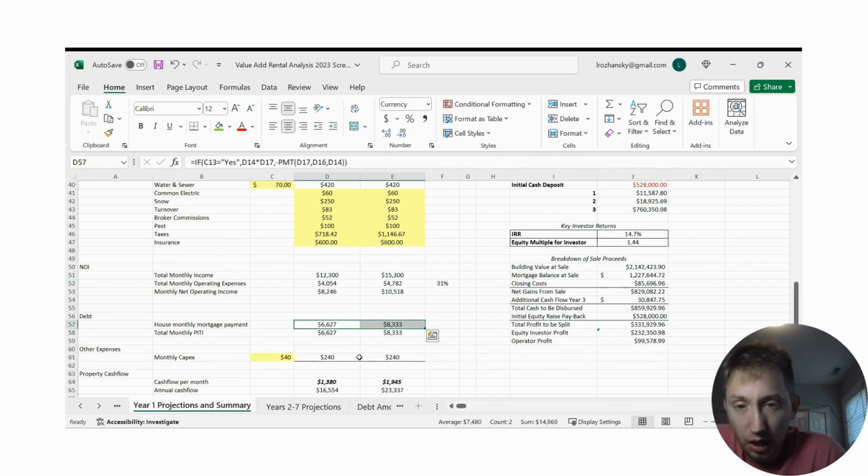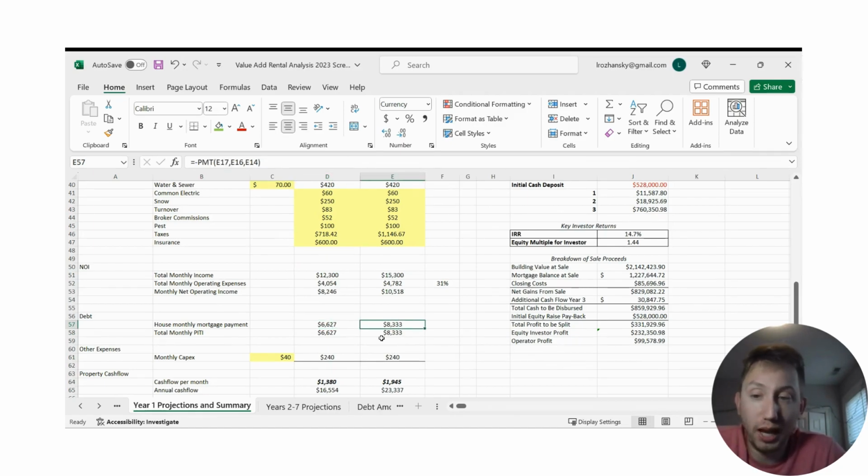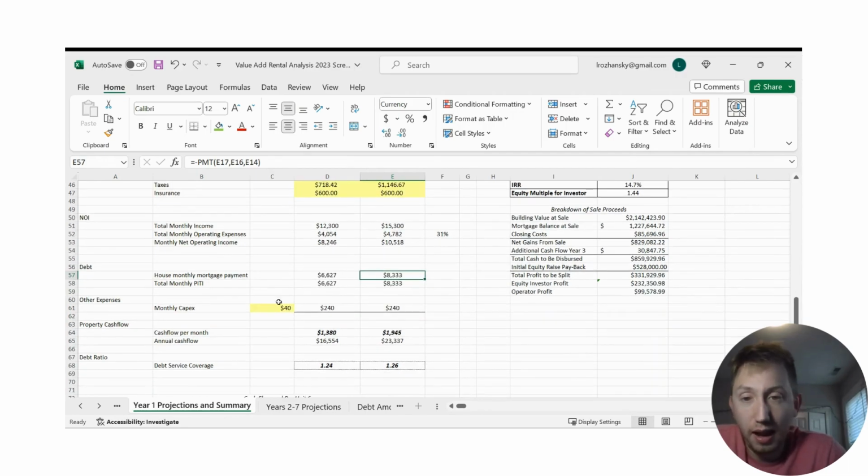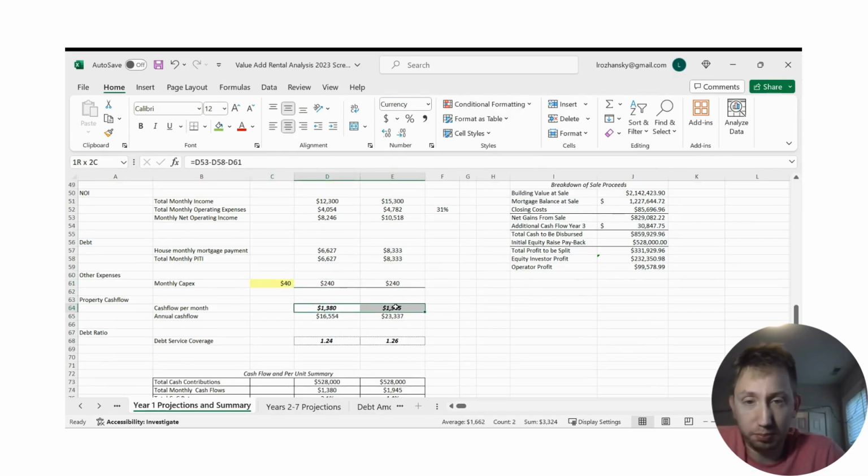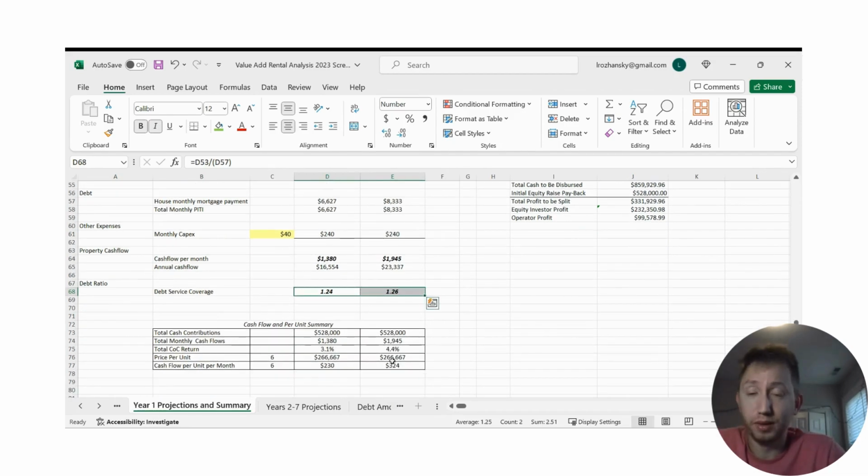Next, we have our debt. You can see the difference here. The reason we have two different numbers is, remember, we have interest only the first 12 months. So that's why we have an interest only payment, and then we have a full amortizing payment. And then finally, below the NOI, we have the monthly CapEx line item. Again, this is per unit per month, so it's going to multiply this times 6 to get the 240. And finally, we get our cash flow per month with annual cash flow and debt service coverage ratios, which are obviously really important for banks. And we end this with a cash flow and a per unit summary.